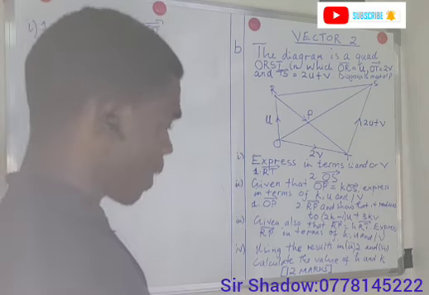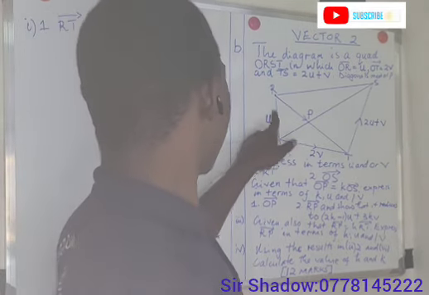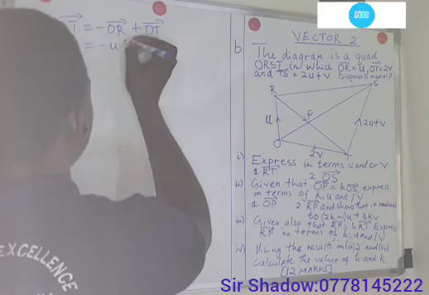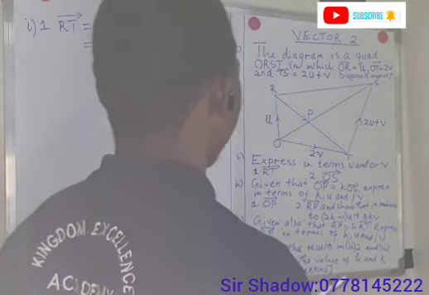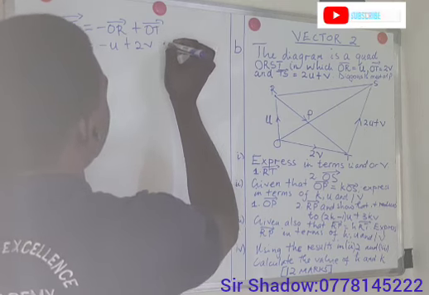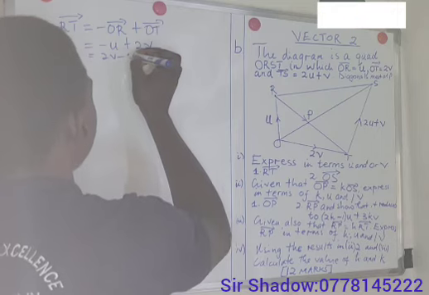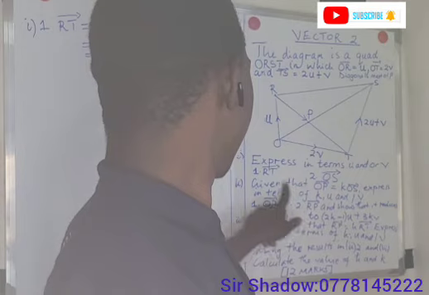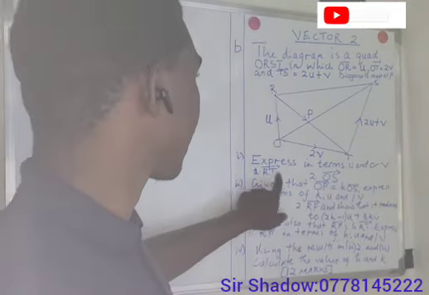This is equal to, but remember, we are already given the vector OR. OR is given as vector U, so we have negative vector U plus OT. OT we are given as vector 2V. Finally, this is equal to 2V minus U. So this is how to work on the first vector, expressed in terms of U and V, RT.